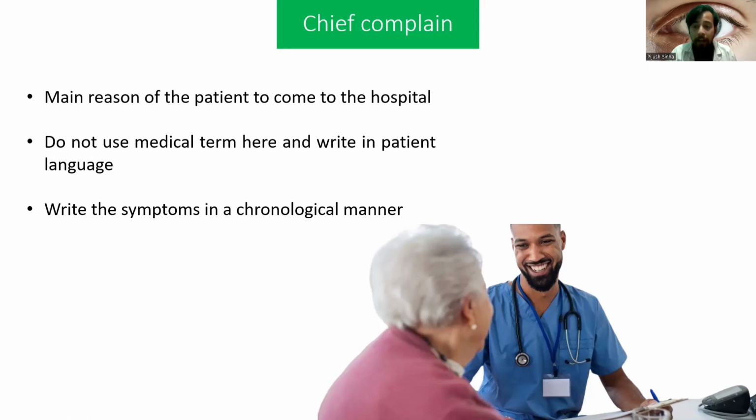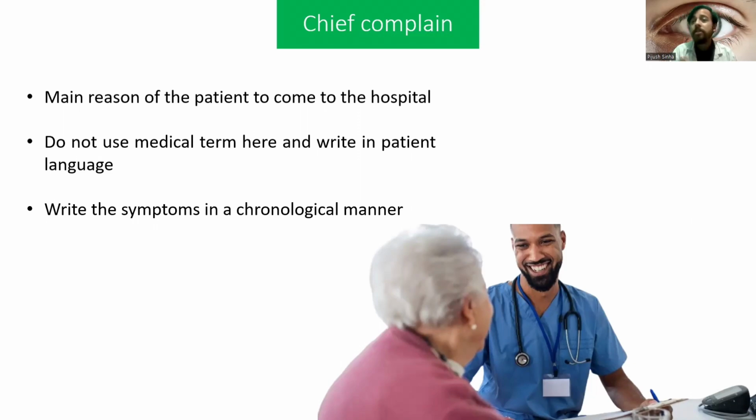So, you need to write it like: mass lesion growth from nasal or temporal side towards the black portion of the eye since 4 months in the right eye or in the left eye. So you need to write the complaint in chronological order.